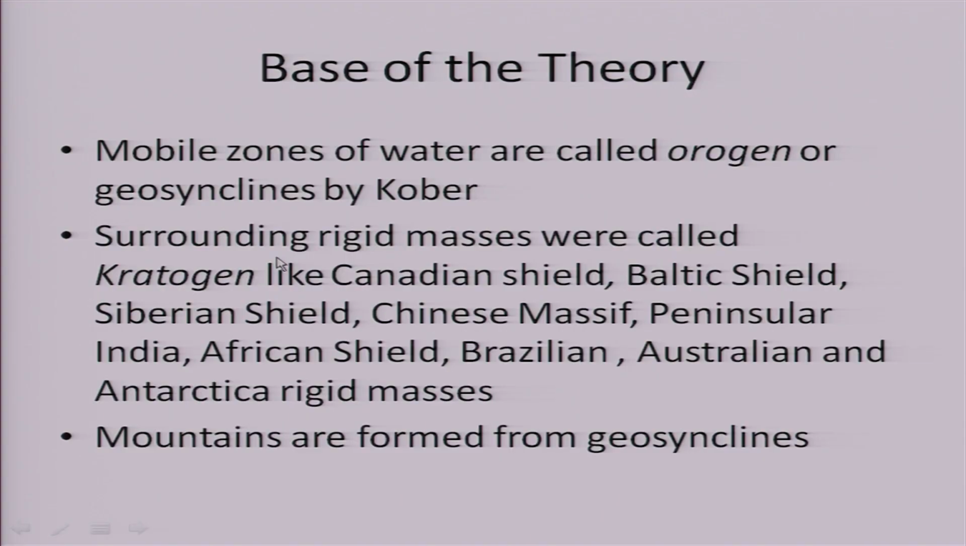Now, you need to know some of the terminologies. The surrounding rigid masses were also called cratogen by Kober, and these were like the Canadian Shield, Baltic Shield, Siberian Shield. These are all ancient land masses, the Chinese Massif, Peninsular India, African Shield, etc. And he was of the opinion that mountains are formed from the sediments of the geosynclines.